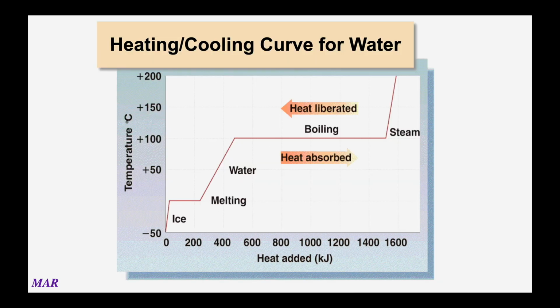This is an example that we looked at a little bit in Chem 221, and we're going to come back here and do this again. And this is basically a type of curve you would see for either heating up water or cooling water, depending on which way you go.